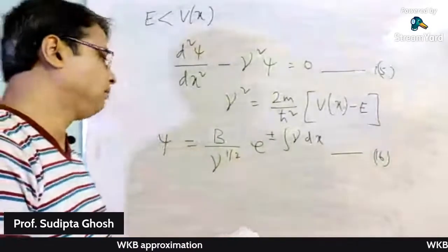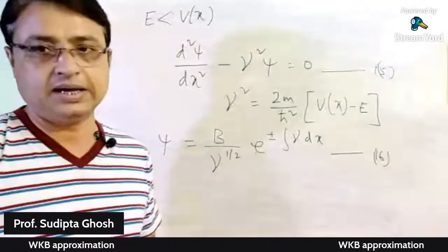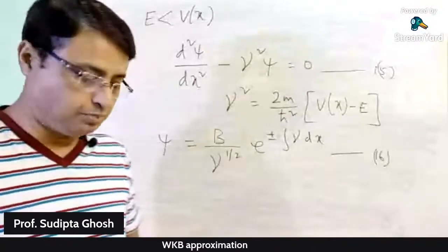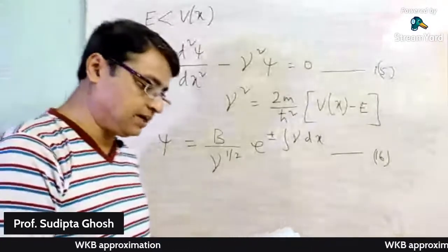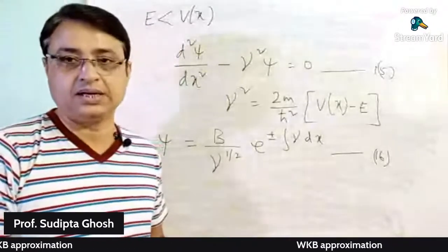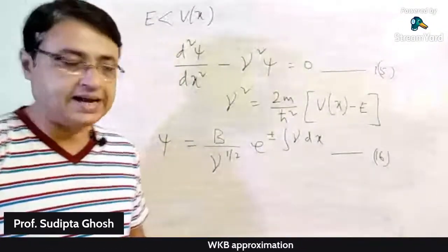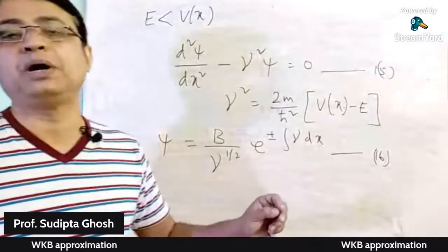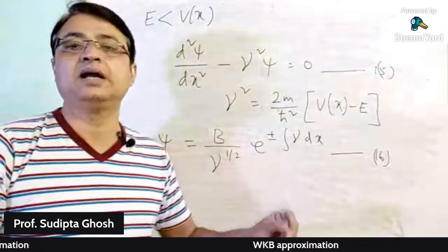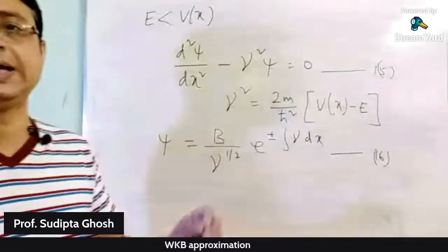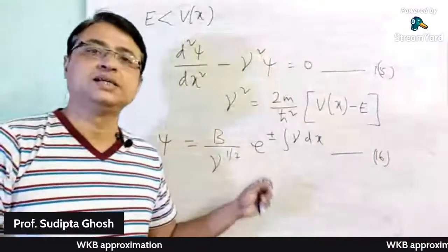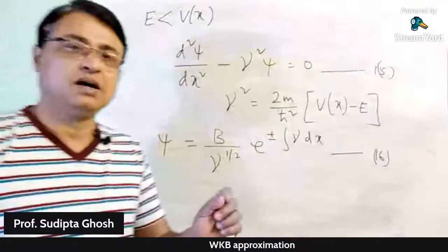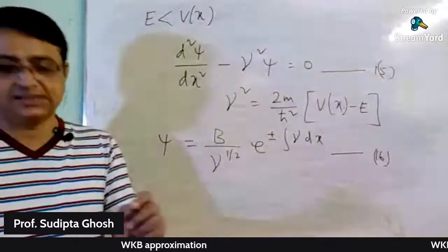Now this is B by gamma to the power half. Here I have replaced k by gamma. And in equation 13 it was e to the power plus minus i integral k dx. Here the term changes to e to the power plus minus integral gamma dx, not the i k dx. So just these minimum values are changed here.